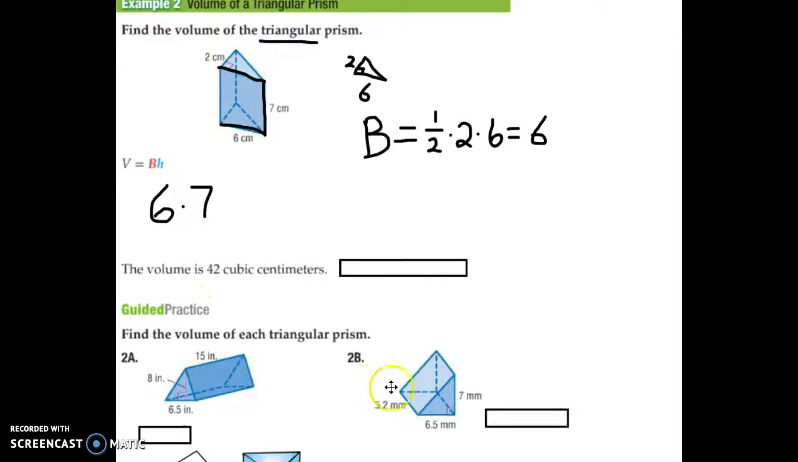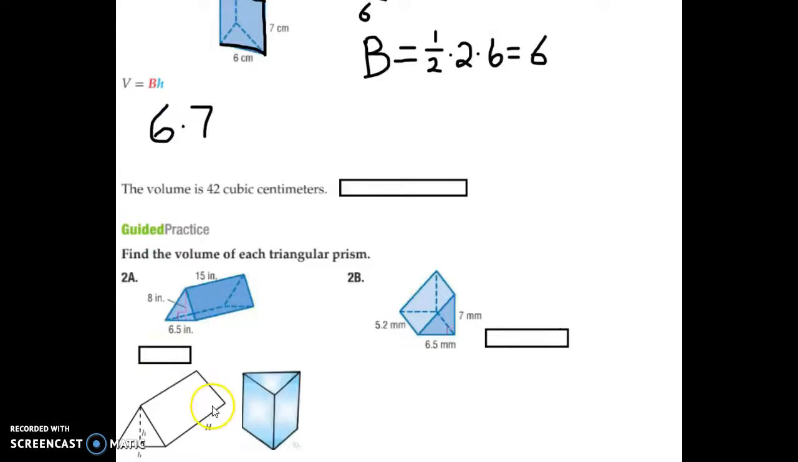Alright. Same thing with these triangular prisms. I have to find the area of the triangle first, and then multiply by how far away they are. So look at this one. The triangle is not on the bottom, but the triangle is still the base here, because it's called the triangular prism. So no matter how we lay it, it's always going to be the base.